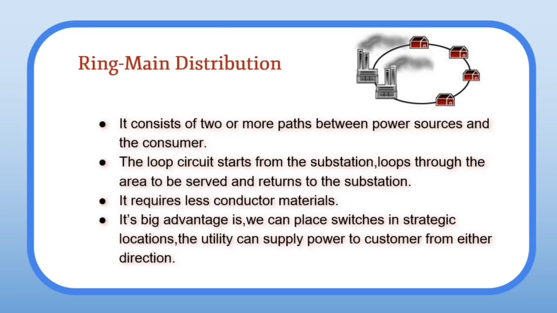Now coming to the next system, and that is ring main distribution. It consists of two or more paths between power sources and the consumer. So basically this is a ring distribution system, and in this system there is not a single path between a house and a power station. There are two or more paths between the power source and the consumer. The loop circuit starts from the substation, loops through the area to be served, and returns to the substation.